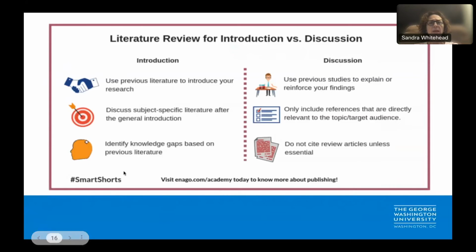So make sure that you're keeping the introduction and the discussion separate. In the introduction, you'll talk about previous literature to introduce your research. You'll discuss the specific literature after the general introduction, and then identify knowledge gaps. Your discussion section should discuss the findings of the papers and reinforce what you found. And they should only include references that are directly relevant. Don't talk about papers that you excluded. And you don't have to cite review articles unless they're essential. If you find a systematic review that exists, you can use that.